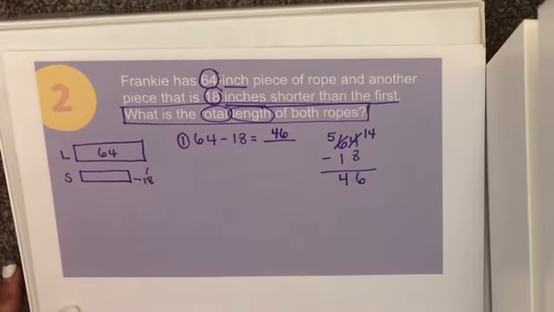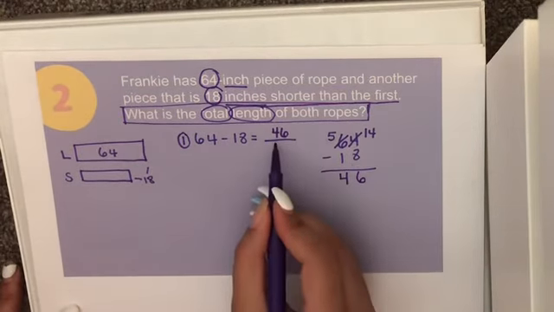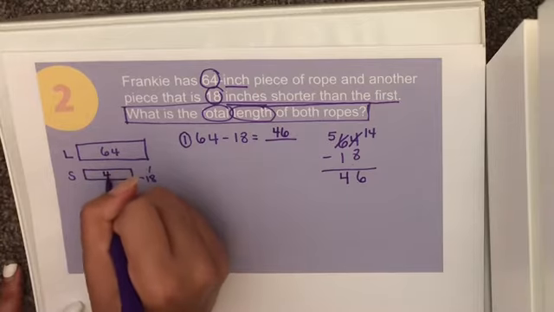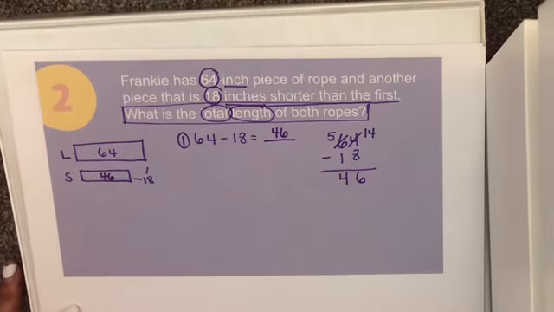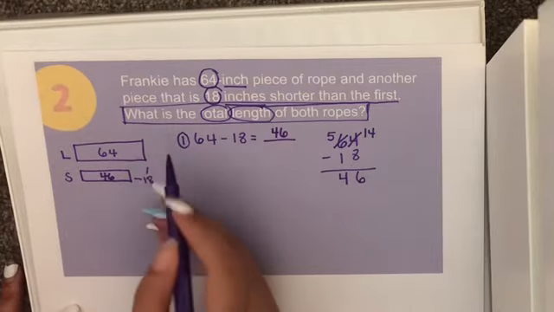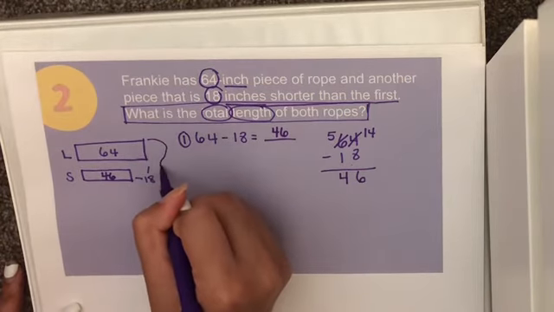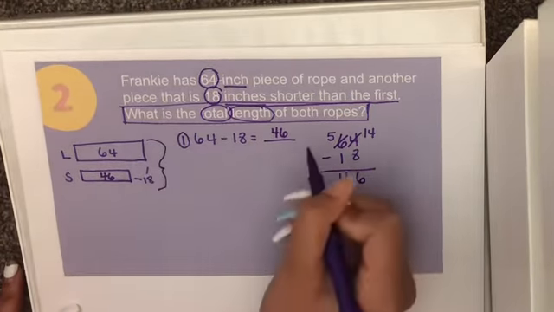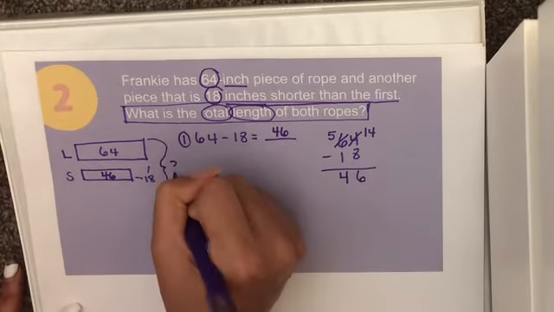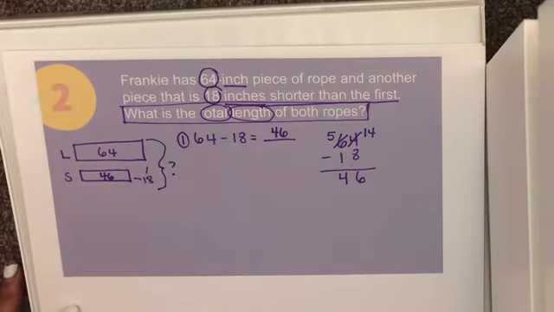Okay, look at us. We found the missing piece. So we figured out that the shorter rope is 46 inches long. Now we can actually answer our question, which is, what is the total of both ropes? If it's asking me for the total, that's telling me to add.